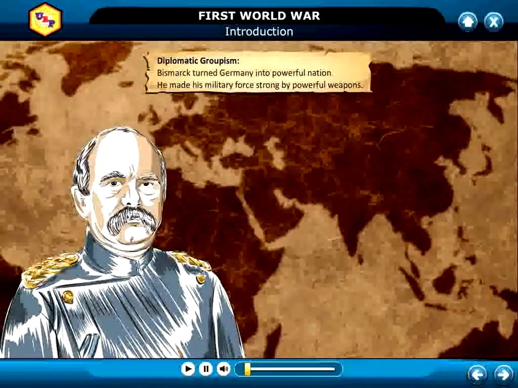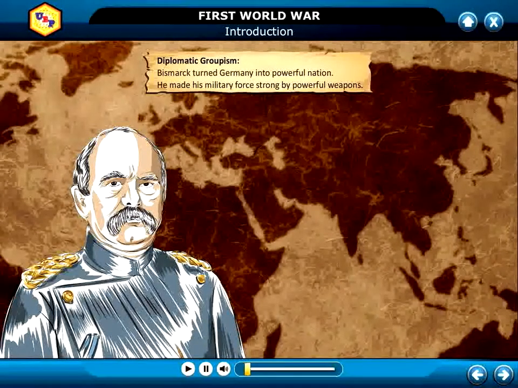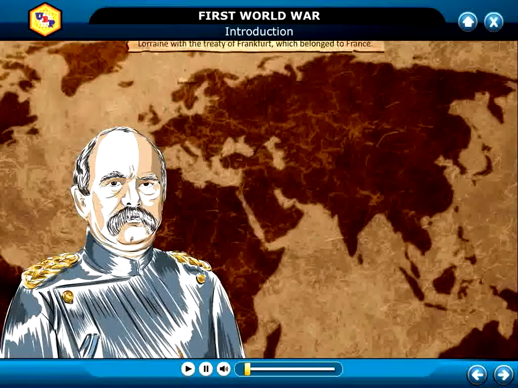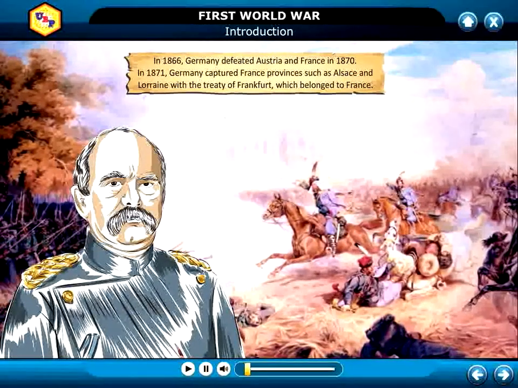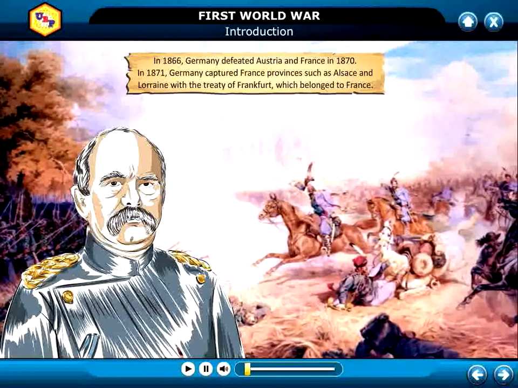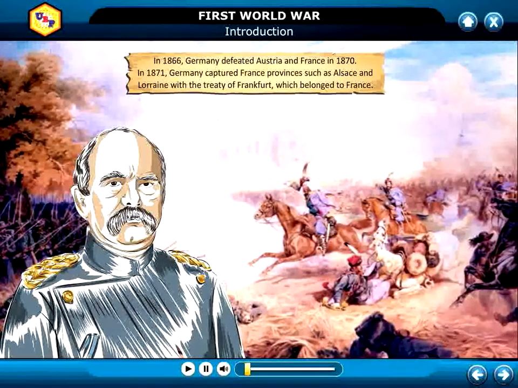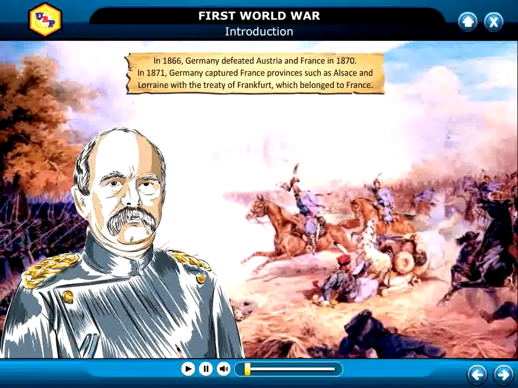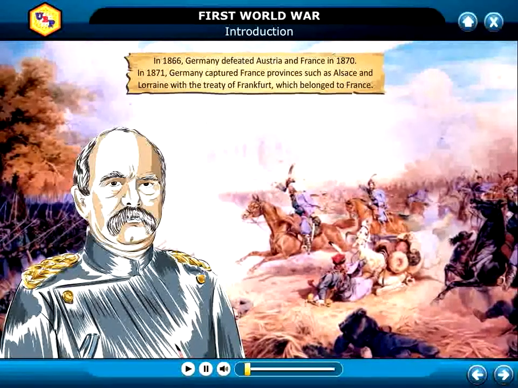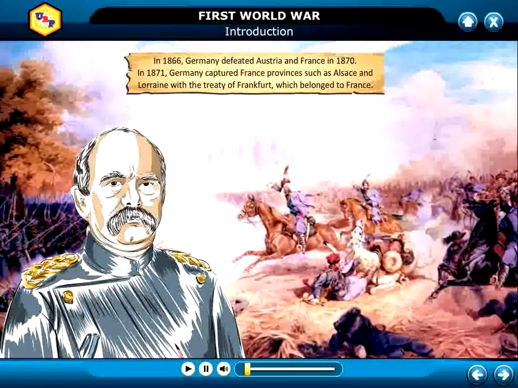Diplomatic groupism. Bismarck turned Germany into a powerful nation. He made his military force strong with powerful weapons. In 1866, Germany defeated Austria and France in 1870. In 1871, Germany captured France's provinces such as Alsace and Lorraine, which belonged to France, with the Treaty of Frankfurt.